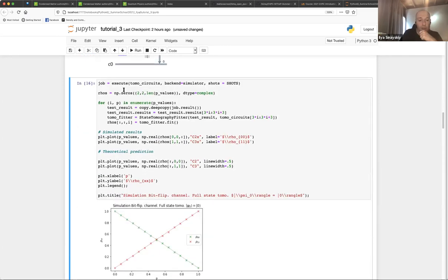Okay, so now we're doing the simulation. We execute all our 45 circuits on the simulator with 8,000 shots. We're going to record the results of the simulation into an array of 2 by 2 by the number of entries.